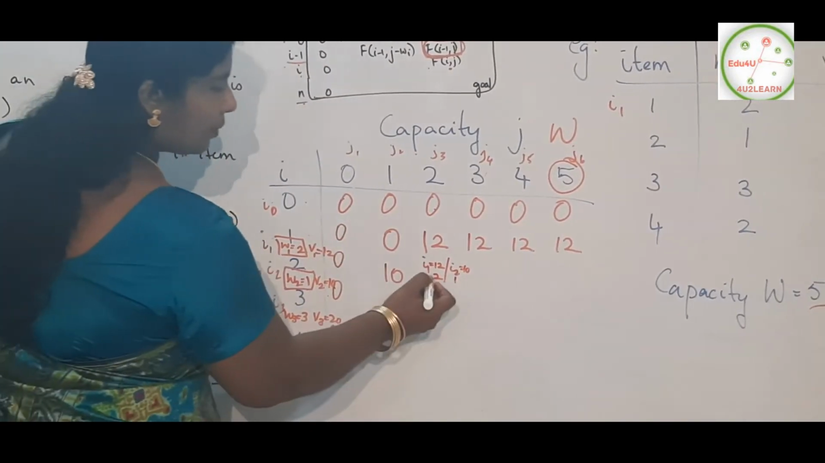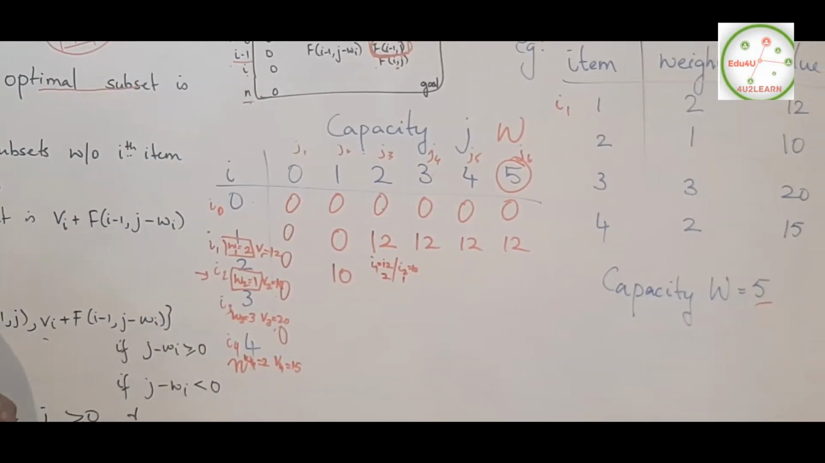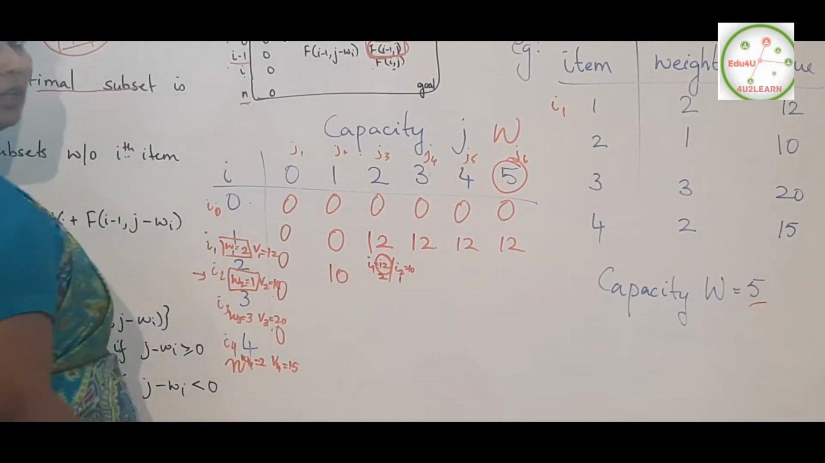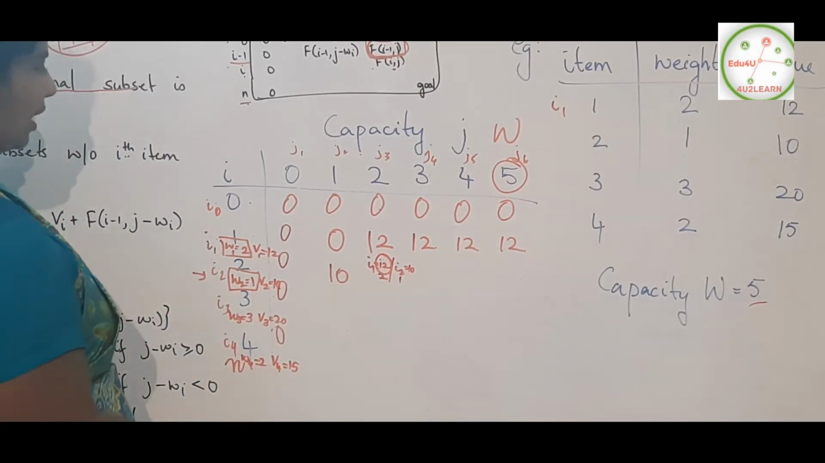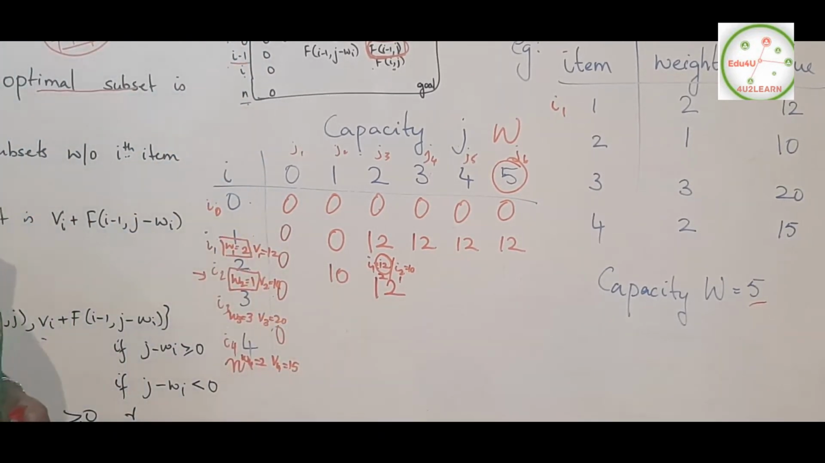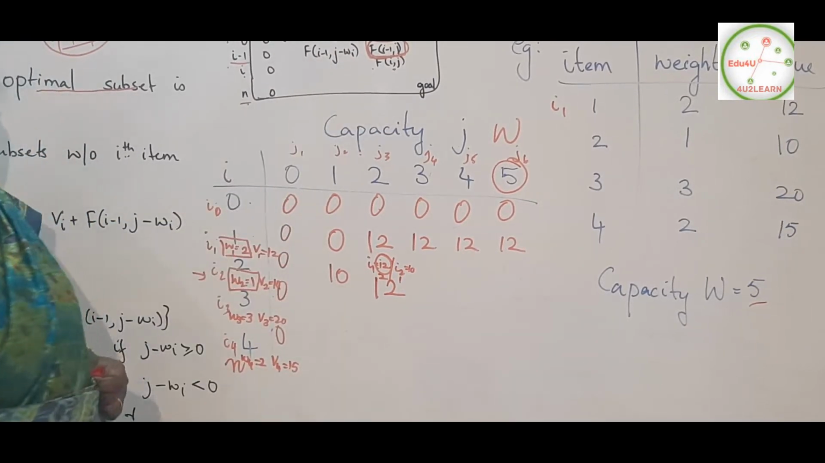Okay, so which is maximum, 12 or 10? Obviously we know the maximum is 12. So now choosing which is the optimal solution, we will have the answer as 12 here. That is what choosing the best one means.